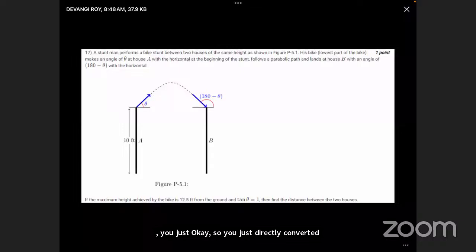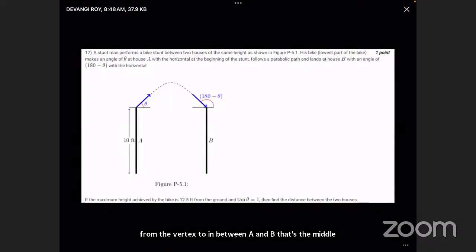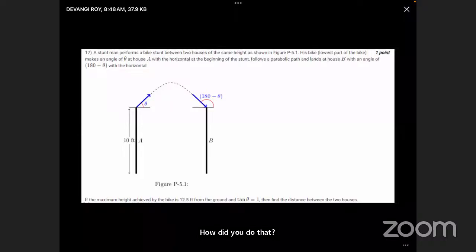That can be correct. But how did you know that the point after dropping from the vertex, in between A and B, is the middle point? Sir, if we draw a perpendicular line through the vertex, which is basically the axis of symmetry, both sides are equal. Okay, got it. That's correct. So you dropped it from the vertex, and that's the middle point.